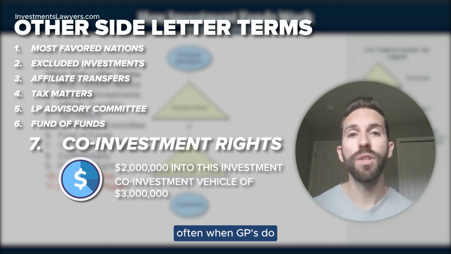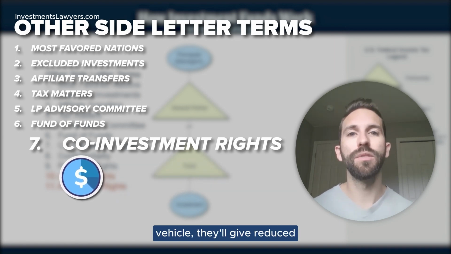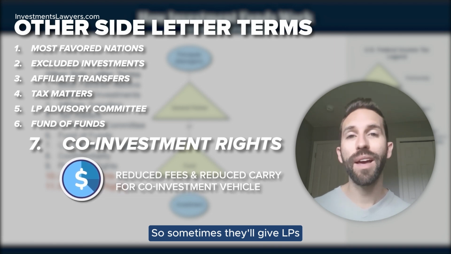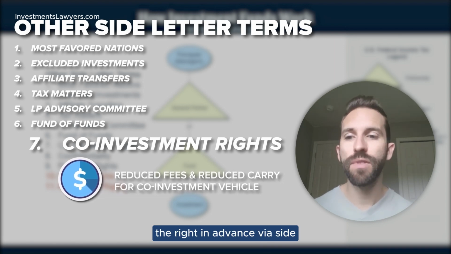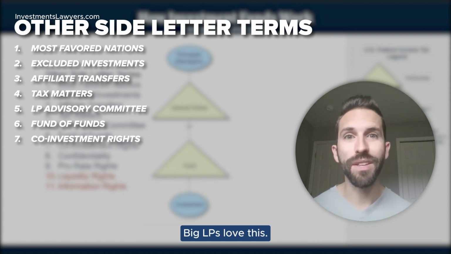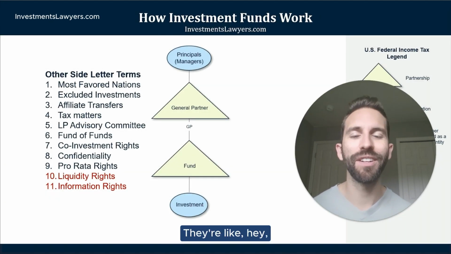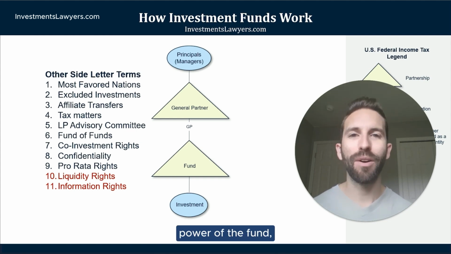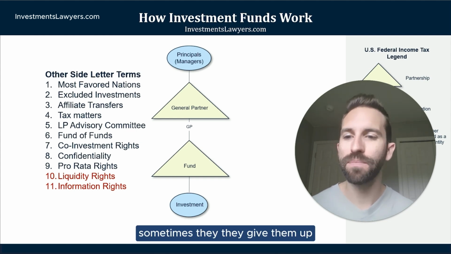Often when GPs do this in the co-investment vehicle, they'll give reduced fees, reduced carry. So sometimes they'll give LPs the right in advance via side letter to invest in those co-investment vehicles. Big LPs love this. This is something that LPs always ask for. They're like, hey, what about co-investments? And depending on the bargaining power of the fund, sometimes they give them up.